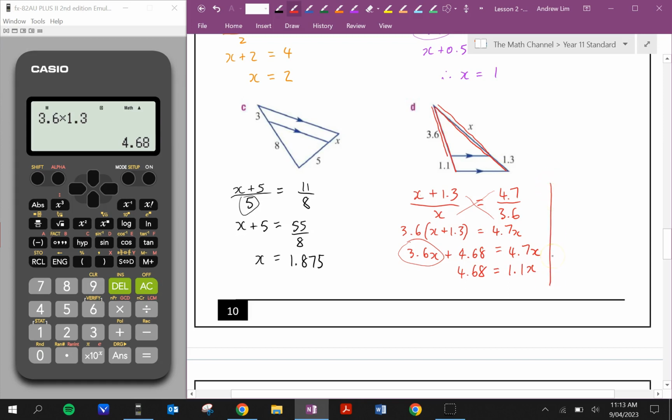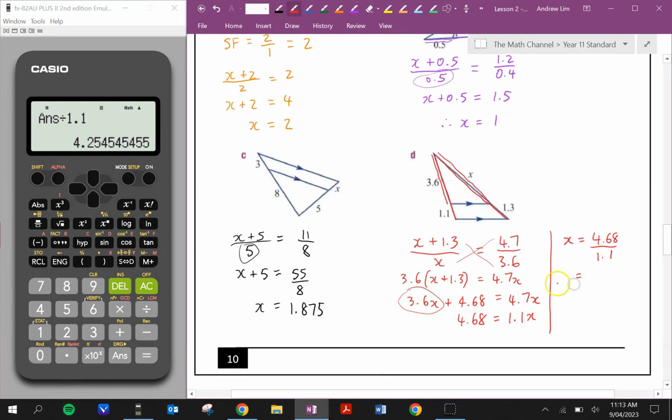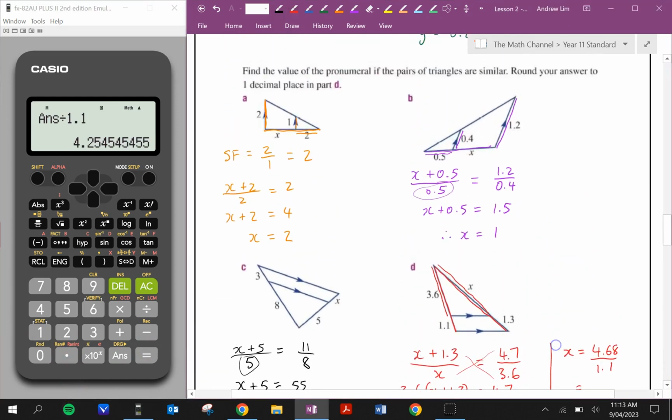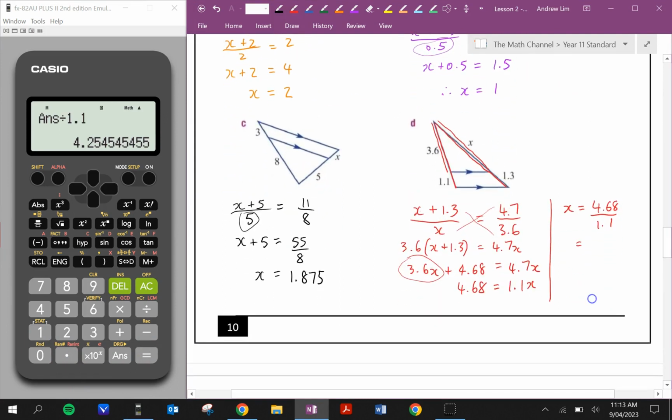And now we can divide both sides by 1.1. 4.68 divided by 1.1, which is 4.25. Now the question says, round your answer to one decimal place in part D. So 4.3. So it's approximately equal to 4.3 to one decimal place.